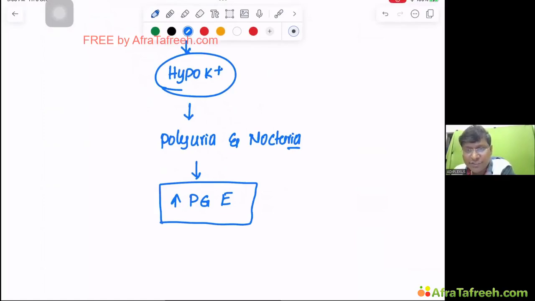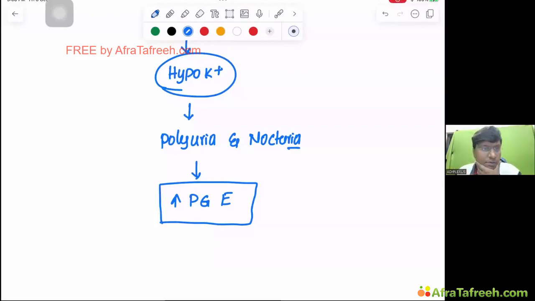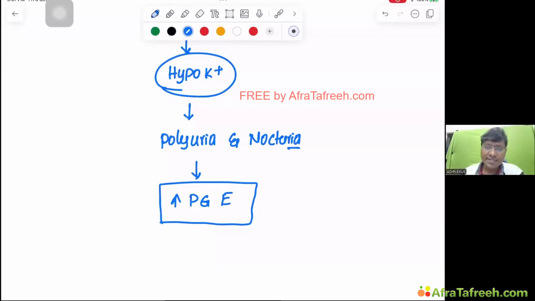This is one of the very important features. That is, increased prostaglandin E levels is a very, very important feature in these patients with Bartter syndrome. And we don't want these prostaglandins to be elevated. And that is the reason why the drug of choice in patients with Bartter syndrome is indomethacin. Okay. So particularly the urinary prostaglandin E2 levels are the ones being elevated.